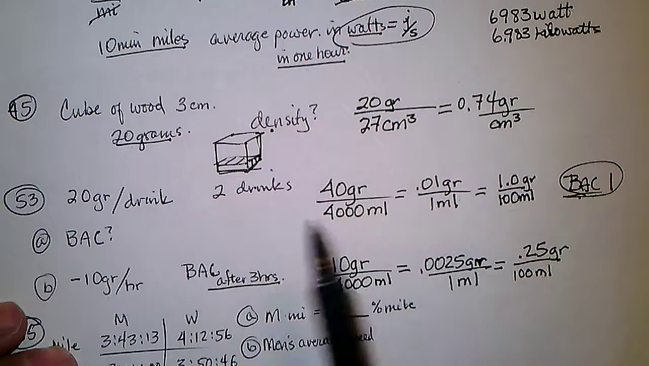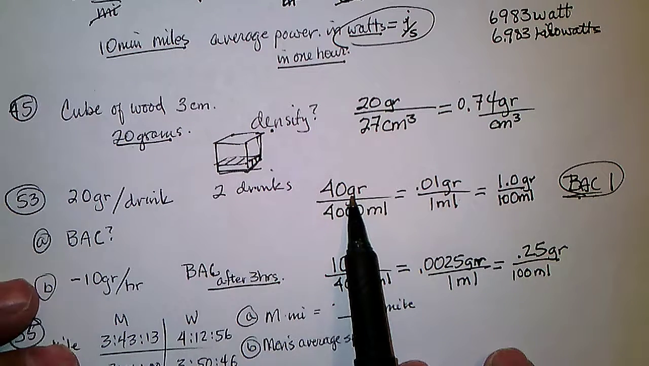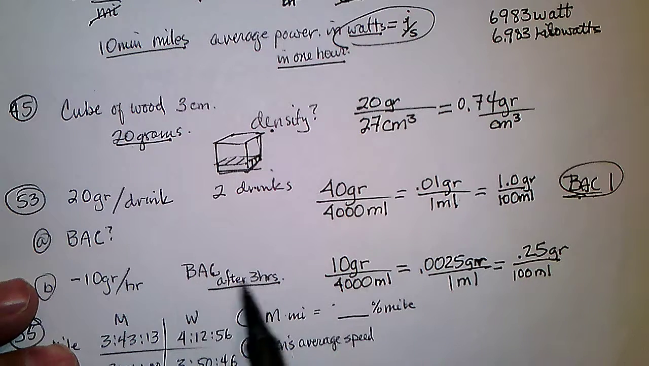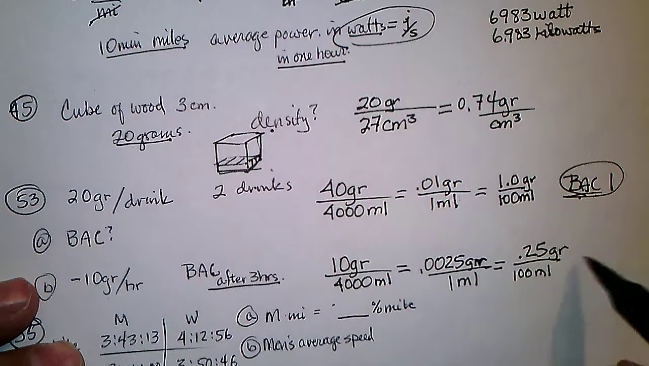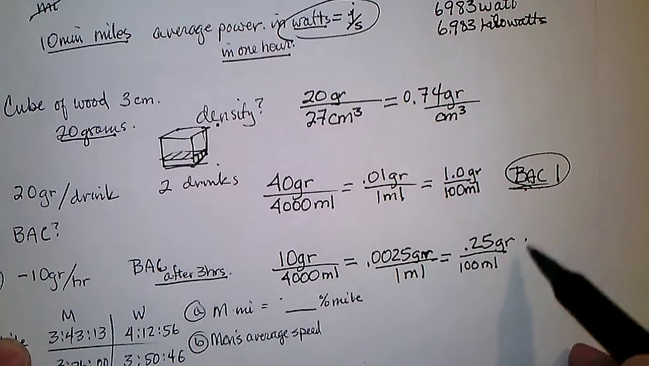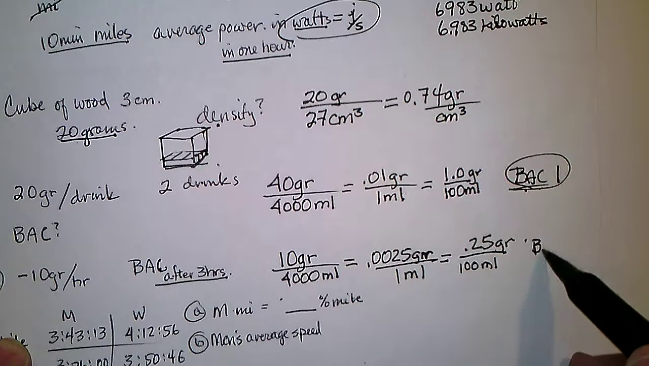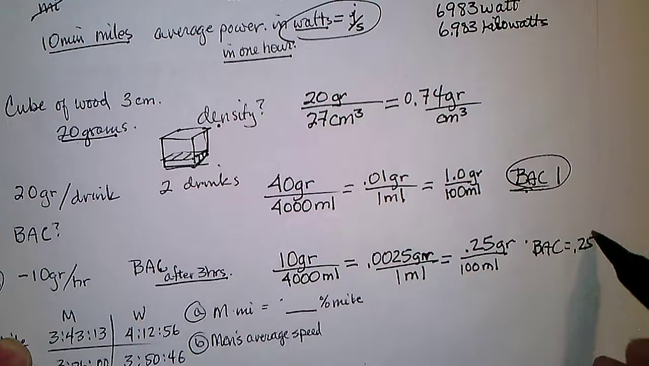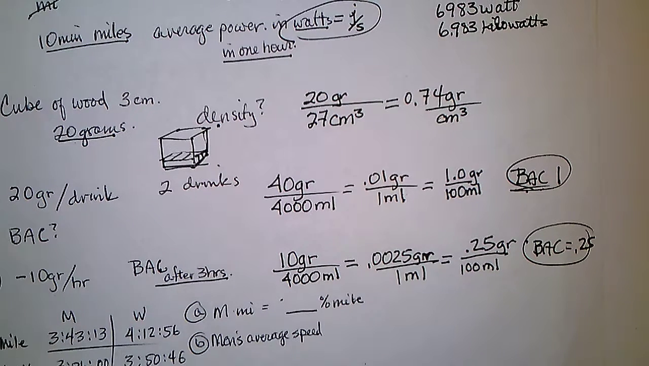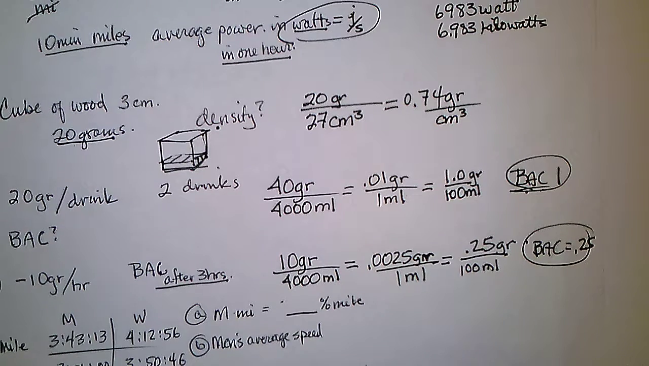Now, if the alcohol all went straight into her system, and then for 3 hours later, it goes 10 grams per hour, the blood alcohol rating would be 0.25. And a blood alcohol content of 0.25 is legally drunk, but is not lethal, not deadly. And that's how that problem works.